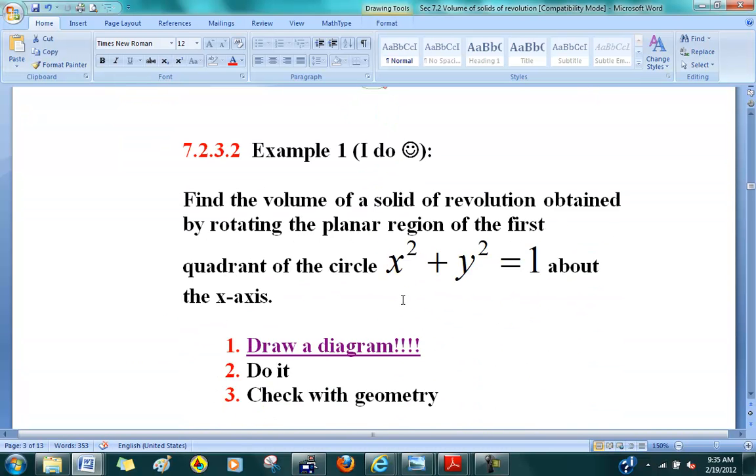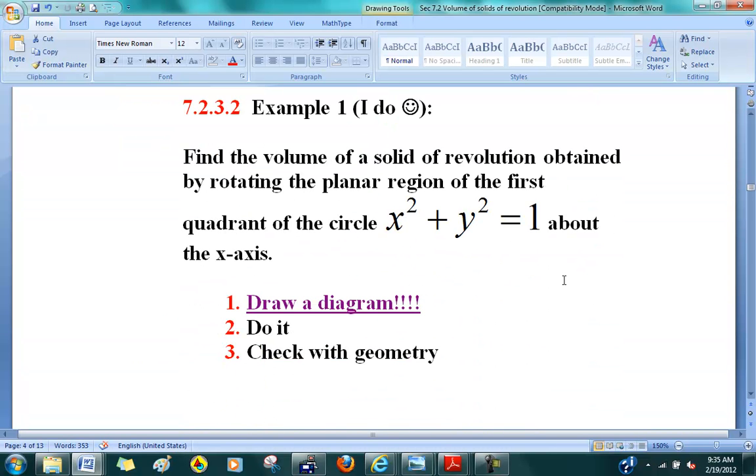Now we actually do an example. The example is: find the volume of a solid of revolution obtained by rotating the planar region of the first quadrant of the circle x squared plus y squared equals 1 about the x-axis. Instructions. First, draw a diagram.